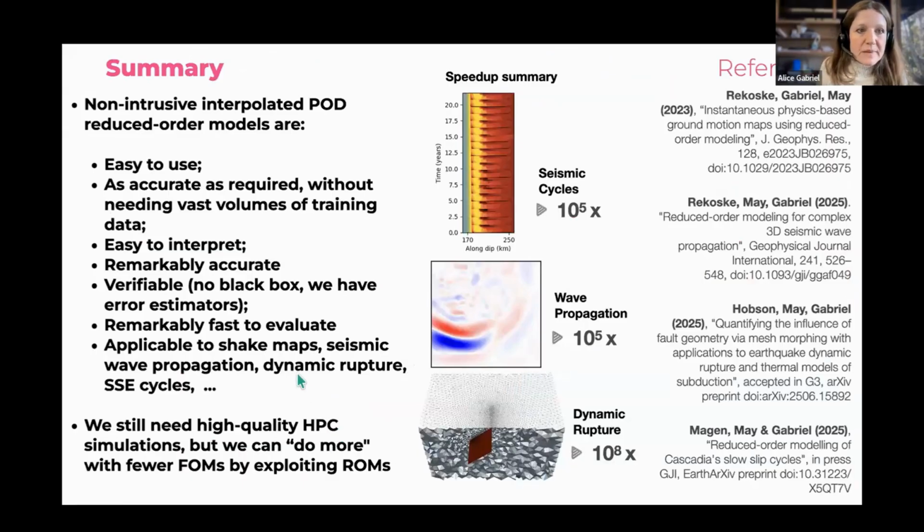So in summary, these reduced order models are easy to use. They can be very accurate without needing vast volumes of training data, easy to interpret. They're verifiable, no black box. We have error estimates for them. They're fast, and we applied them so far to shake maps and seismic wave propagation. I didn't have time to talk about the dynamic rupture reduced order models and the slow slip cycle and seismic cycle simulation reduced order models, but we've also done those, and we have similar speed ups for dynamic rupture, even a factor of 10 to the 8 faster evaluation of these models.